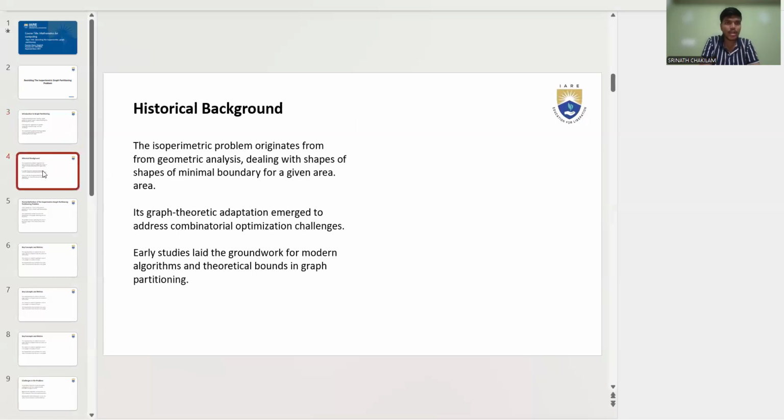And the next slide is the historical background. The isoperimetric problem originates from geometric analysis, dealing with shapes of minimal boundary for a given area. Its graph theoretic adaptation emerged to address combinatorial optimization challenges. Early studies laid the groundwork for modern algorithms and theoretical bounds in graph partitioning.